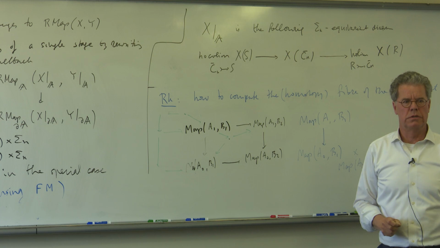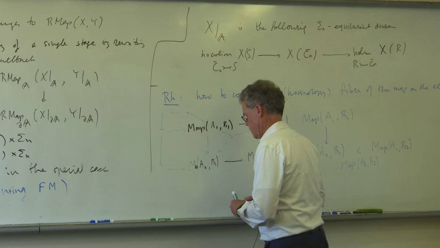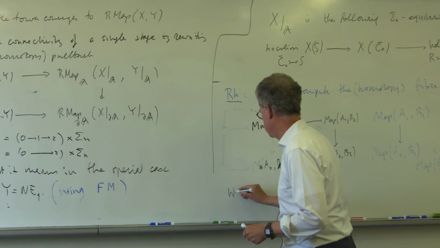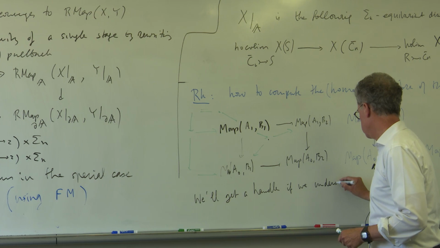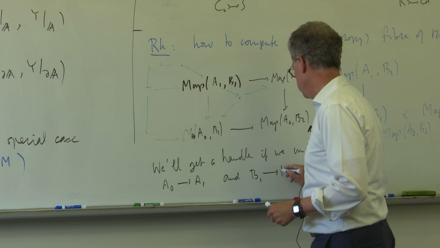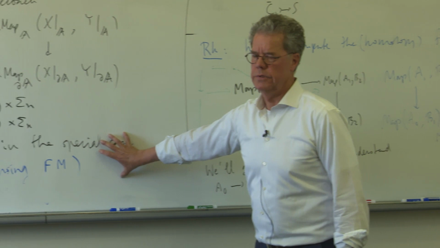So maybe I'll write, so we'll get a handle on this. If we understand A0 to A1 and B1 to B2. Now this is what I'm going to do, or what Goeppel does, in this special case. And that will finish the proof.